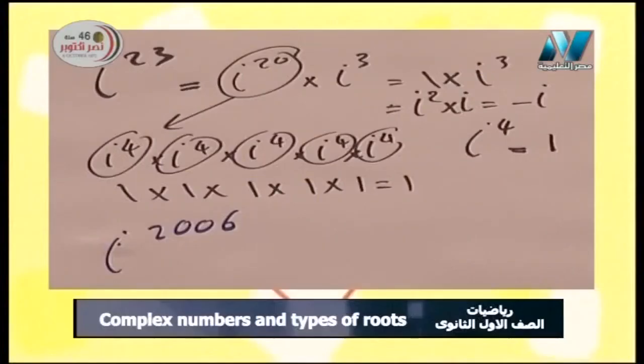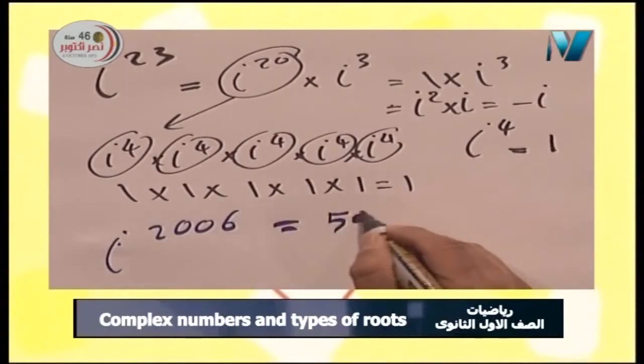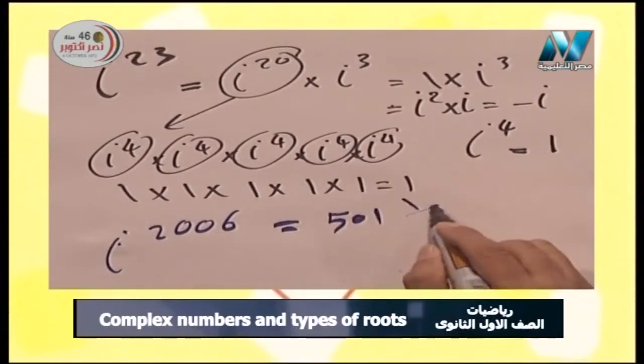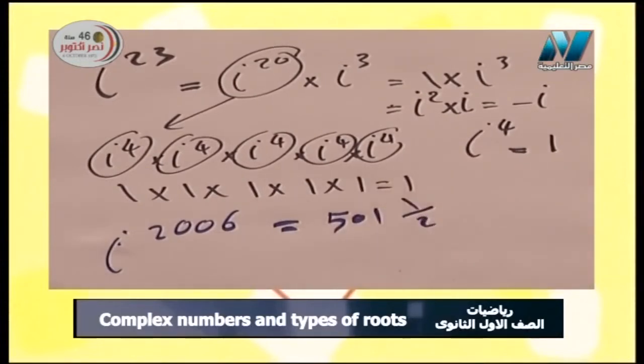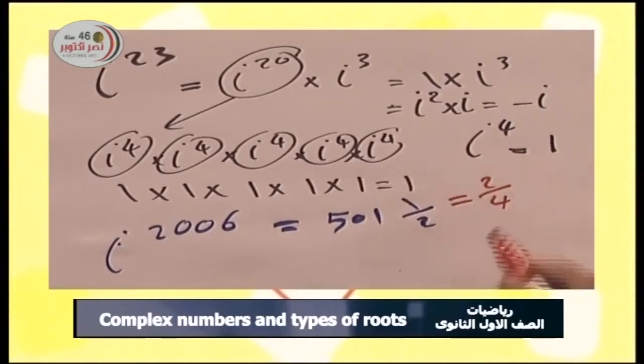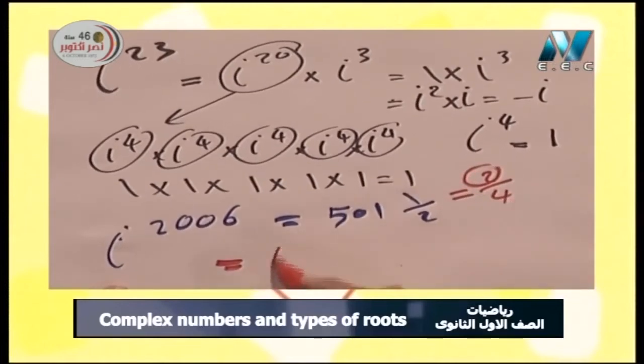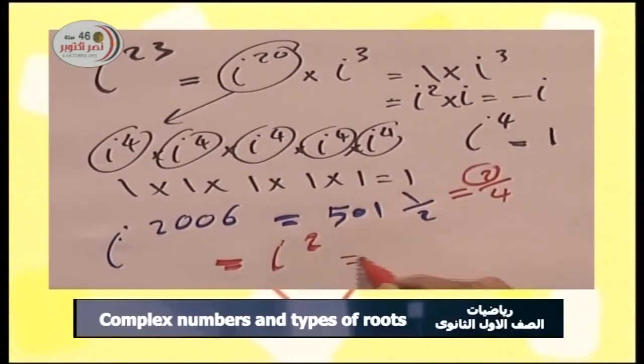This number equals 501 and a half. Half means 2 over 4, so the remainder equals 2. So we can say that all this equals i power 2, which is negative 1. So the answer will be negative 1.